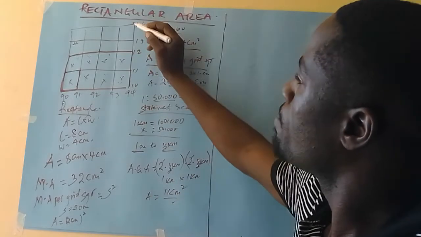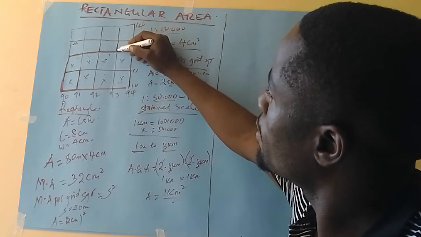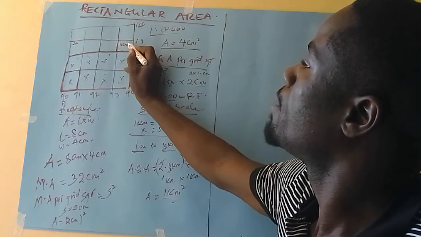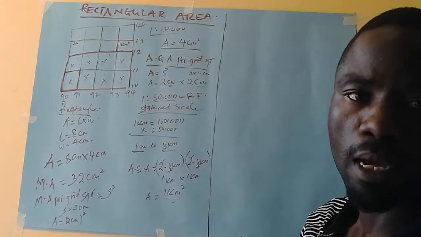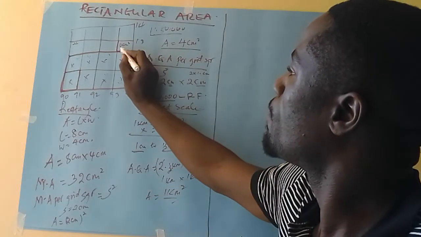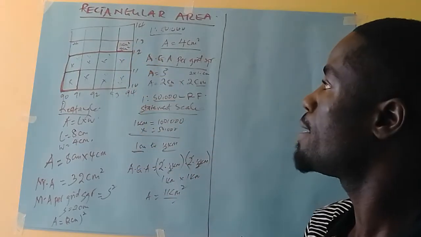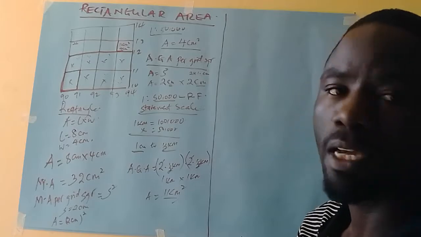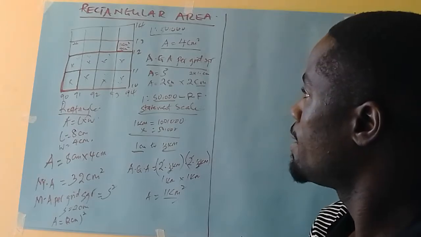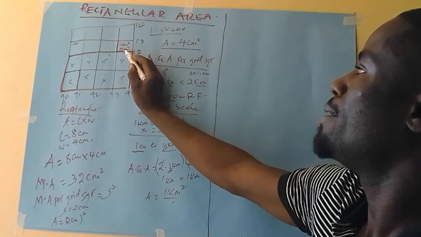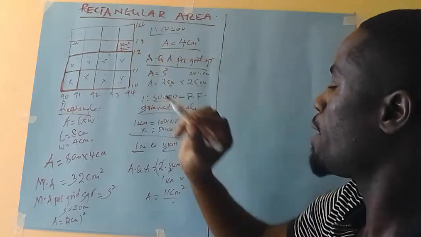Meaning every box I see on the map is 1 kilometer squared on the actual ground. But on the map, it is 4 centimeters squared. So wherever I see 4 centimeters squared on the map, it is 1 kilometer squared on the actual ground.